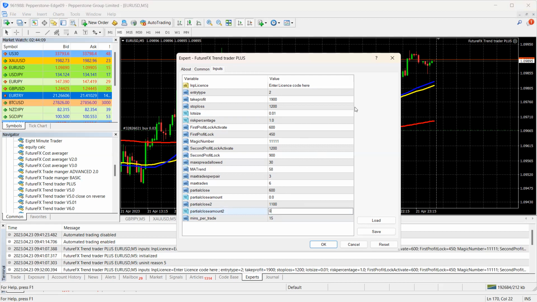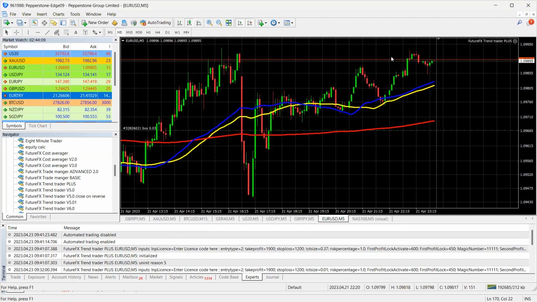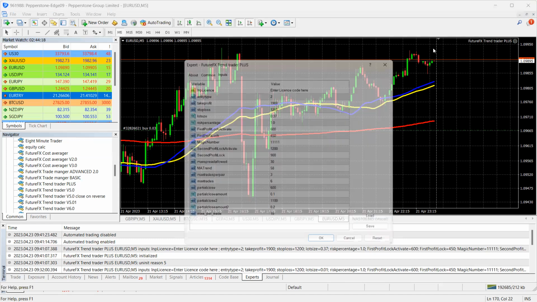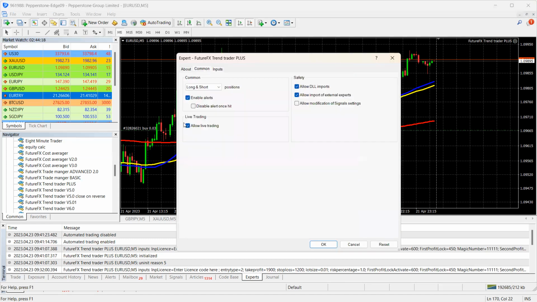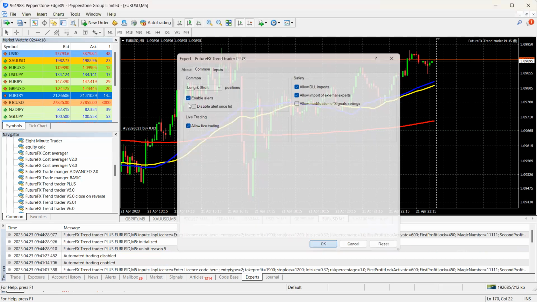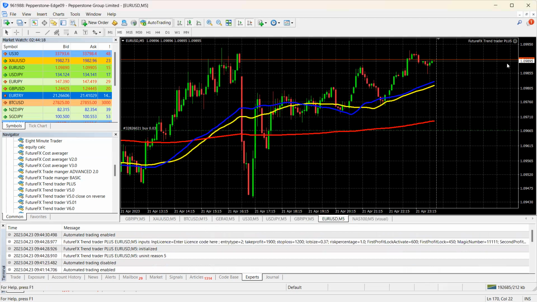All right, guys, that's it, really. That's all the settings. One thing I will touch on, though, is what you can't do. You need to make sure the smiley face is smiling from that auto trading button and the allow live trading box in the common tab here. Make sure they're all checked and turned on, so that he is smiling.